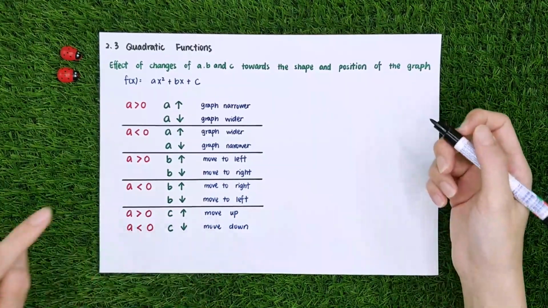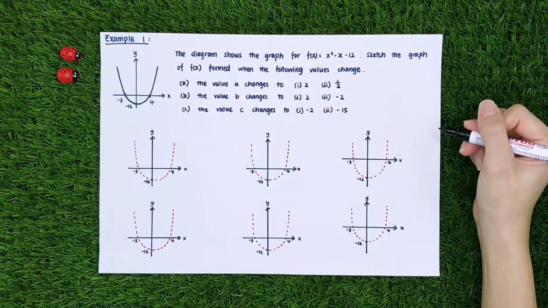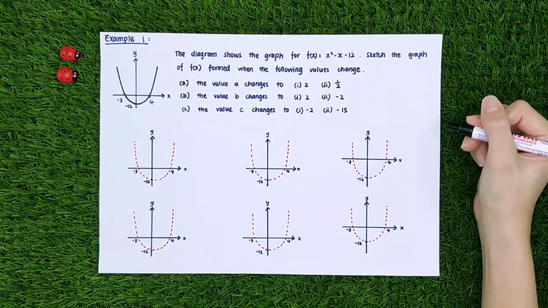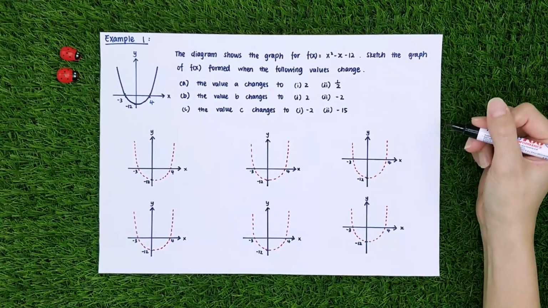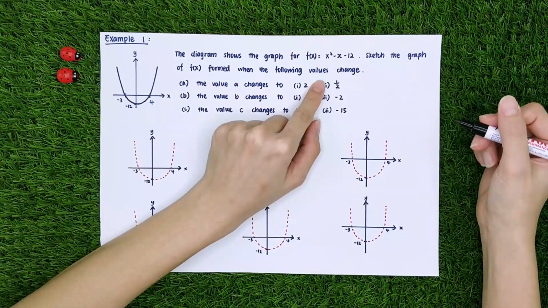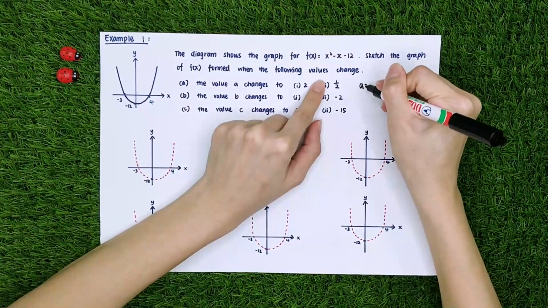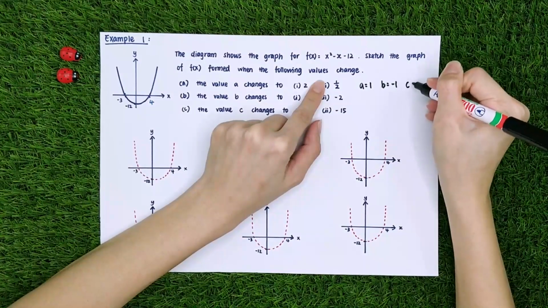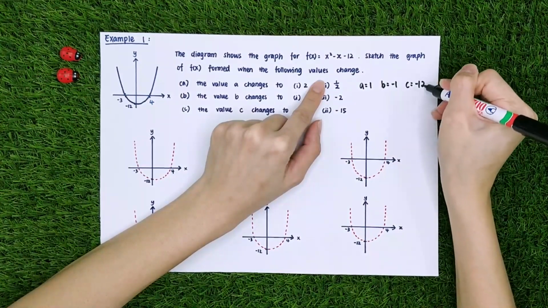Let's see one example. Example 1: the diagram shows the graph for f(x) = x² - x - 12. Sketch the graph of f(x) formed when the following values change. Okay, let us figure out what the coefficients a, b, and c are first. The coefficient a is equal to 1. The coefficient b is equal to -1. The coefficient c is equal to -12.